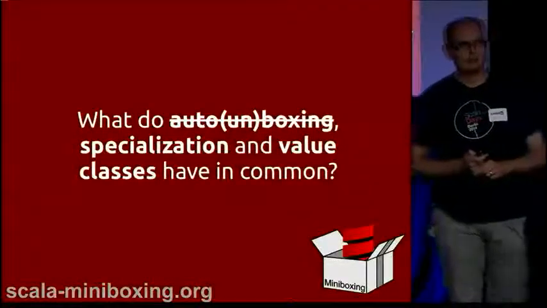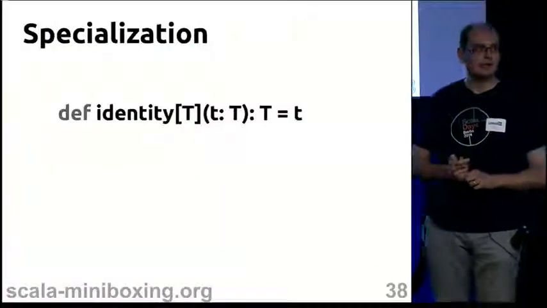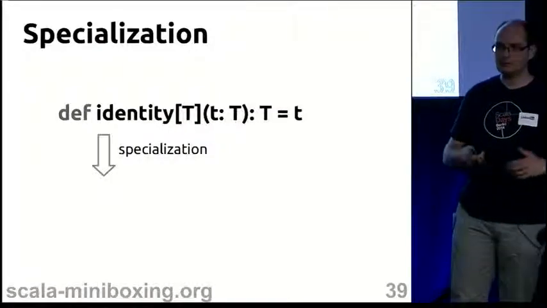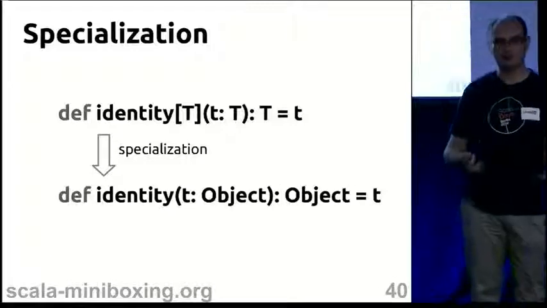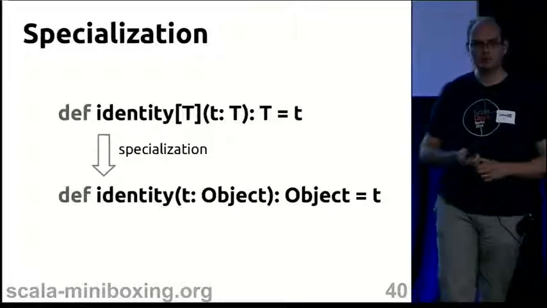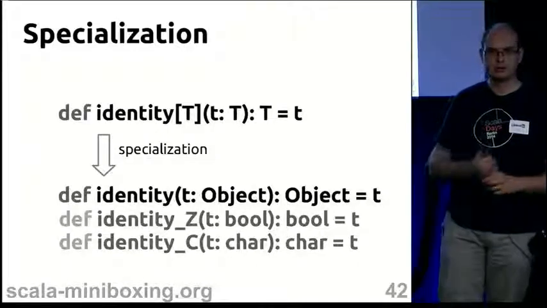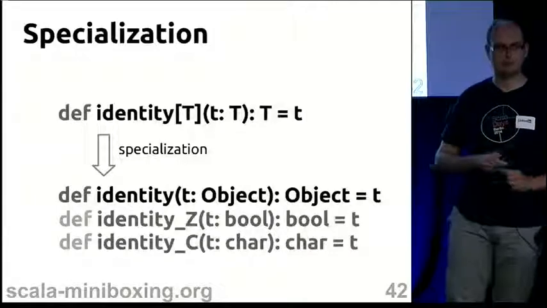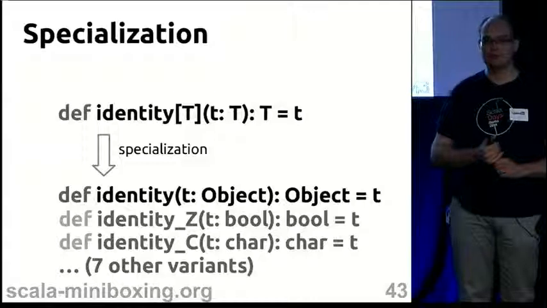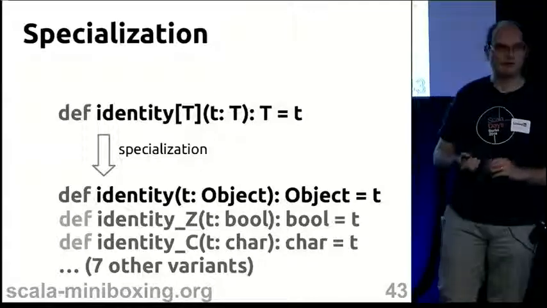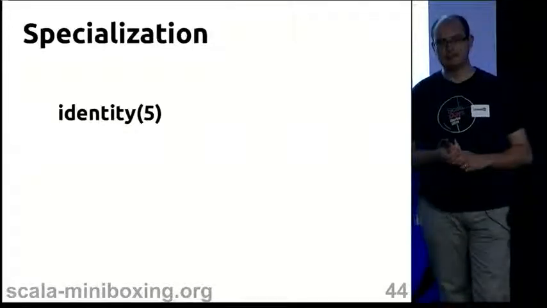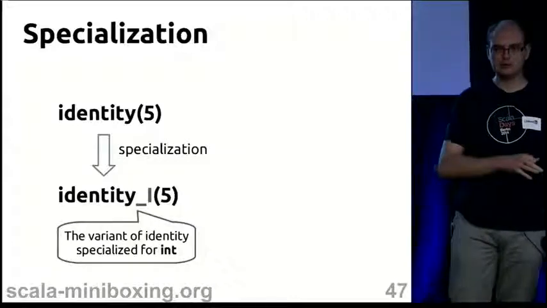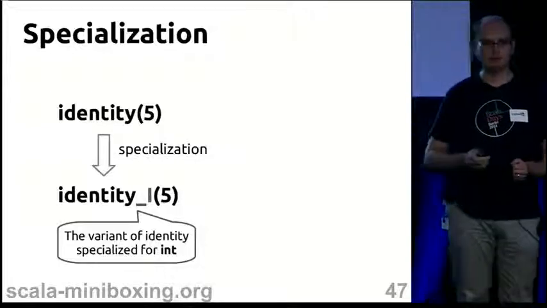Now that we know what autoboxing is, let's look at specialization. Specialization, again, I come up with this example over and over again. Through specialization, we not only get one method that takes the object and returns an object, the erased version of the method, but also get other variants. For example, for Booleans or for characters, we get different variants. All of them take the unboxed parameter, return it unboxed, which is great. But we get about 10 versions of them, which, okay, we could live with, no problem. And if we have identity of 5, what this compiles to, well, just taking the specialized variant for integers, and calling it on a 5. And it's perfect. Works wonders.